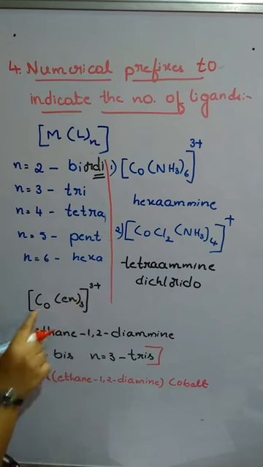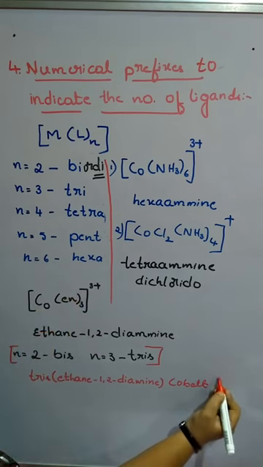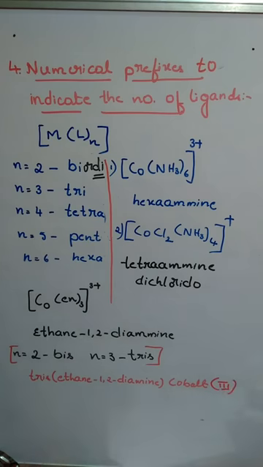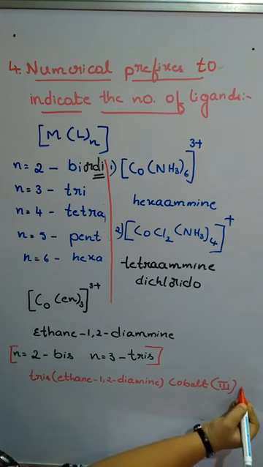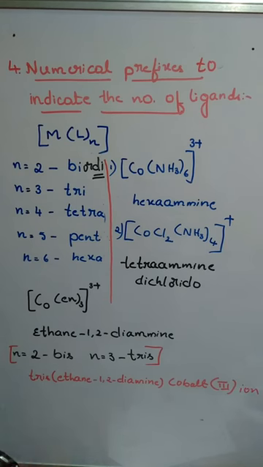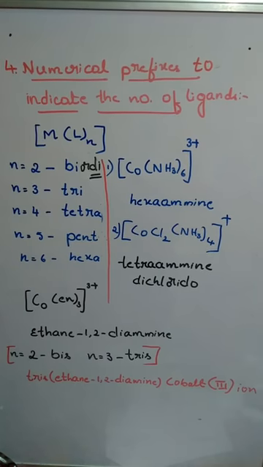The oxidation state of cobalt is 3. The oxidation state of the metal has to be mentioned within brackets in Roman numerals. Since it is an ion, we are ending the name with "ion". So tris(ethane-1,2-diamine)cobalt(III) ion.